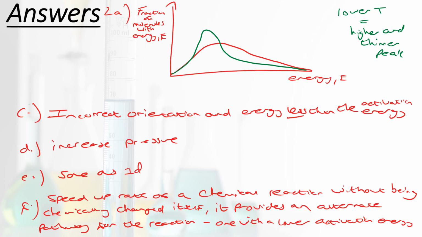And then F is to explain in general terms how a catalyst works, essentially just to define a catalyst. And so we say that a catalyst speeds up the rate of a chemical reaction without being chemically changed itself, and it provides an alternative pathway for the reaction to proceed down, one that has a lower activation energy and therefore allows for a faster rate of reaction, because more collisions are therefore successful and effective.